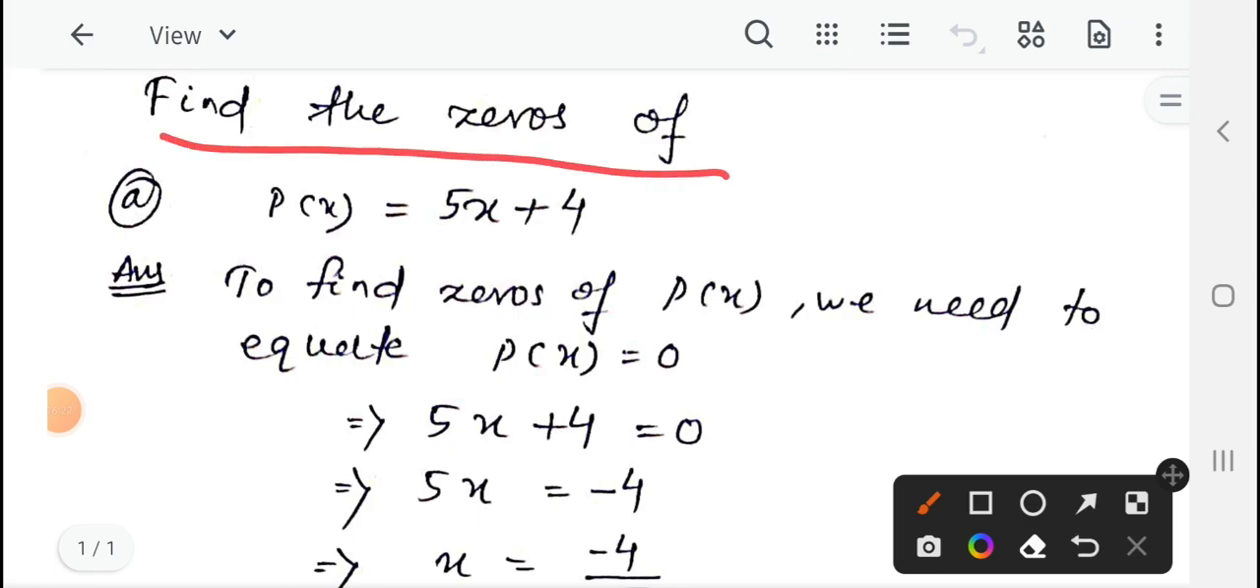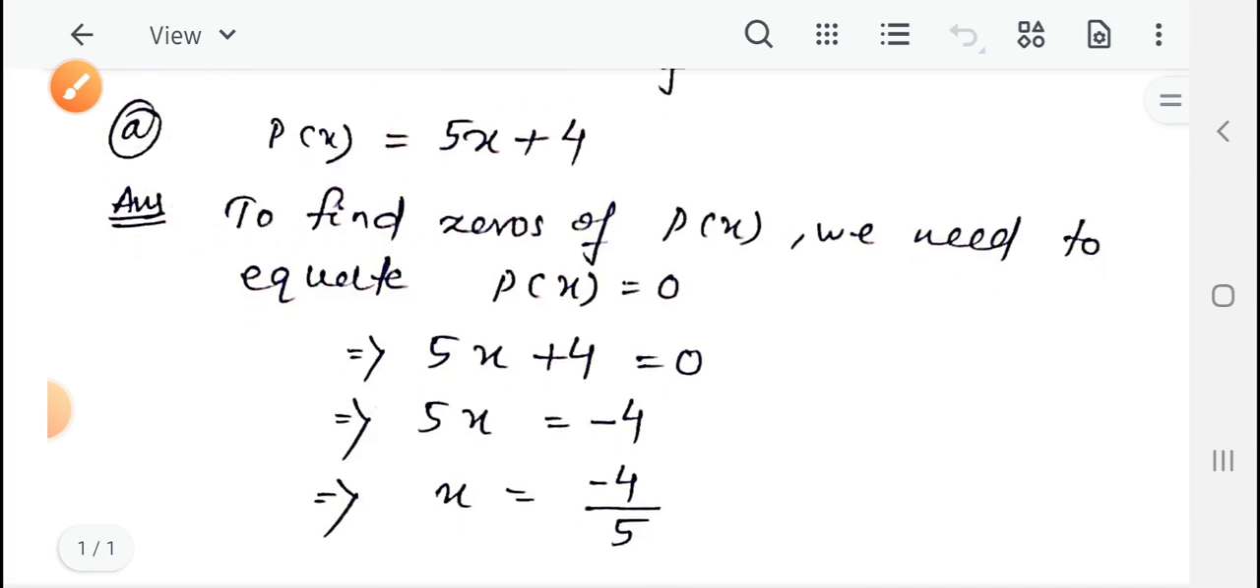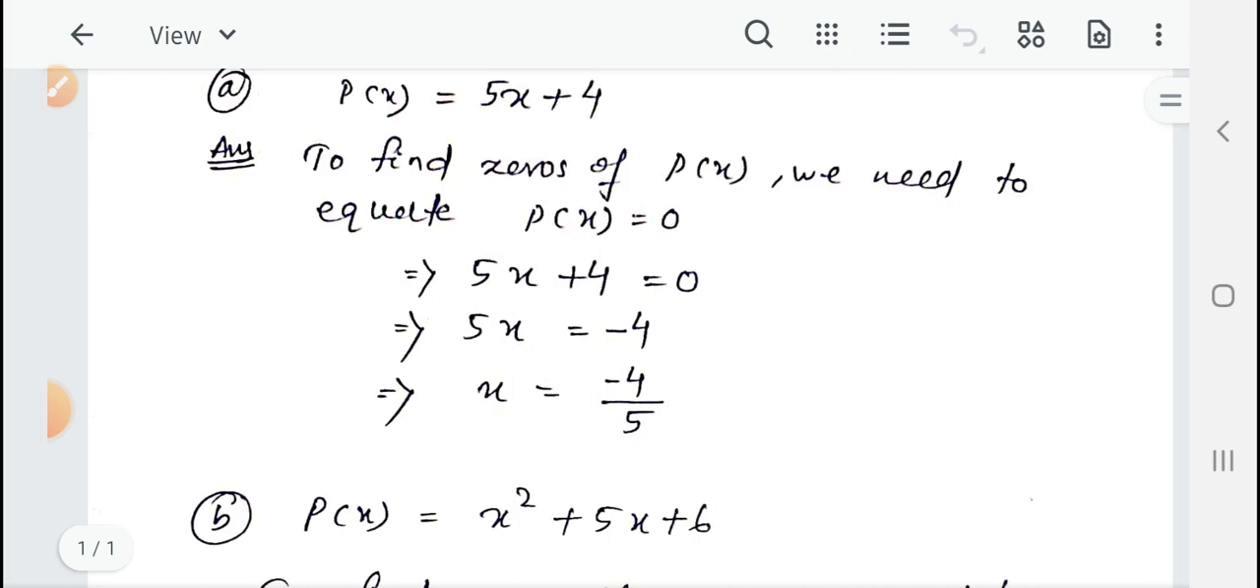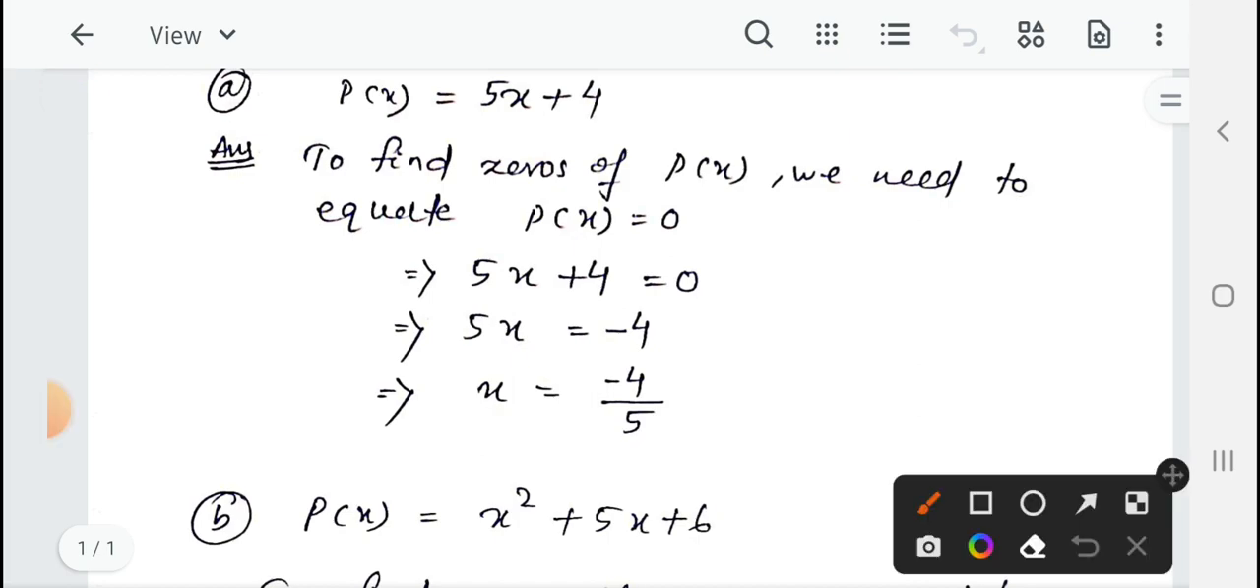Find the zeros of p(x), that is 5x plus 4. 5x plus 4 is our polynomial and it has been named p(x). Now we will try to find its zero. The process of finding zeros of any polynomial is that you have to equate p(x) to 0. That is, to find zeros of p(x), we need to equate p(x) equal to 0. That means 5x plus 4 equal to 0. We are trying to find the value for which this polynomial will be 0.